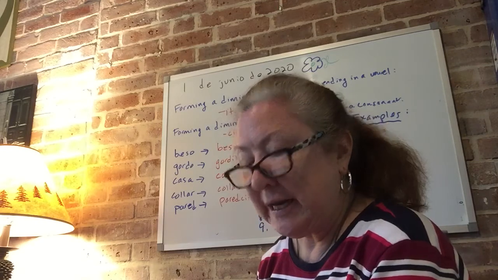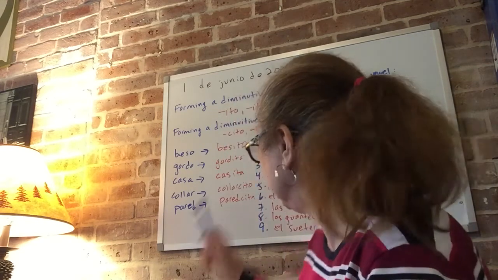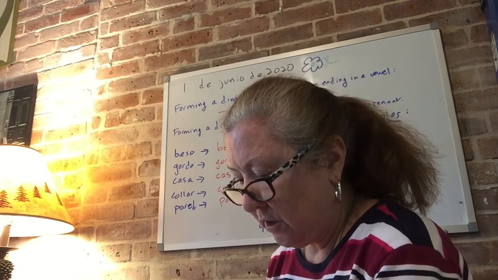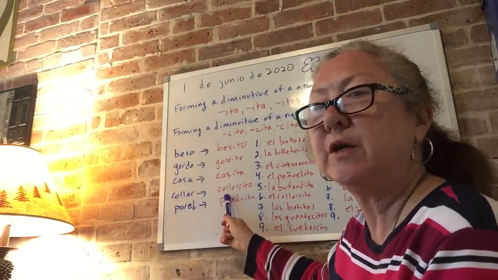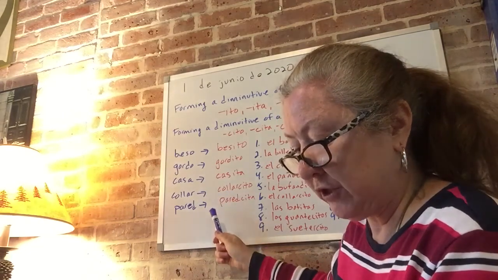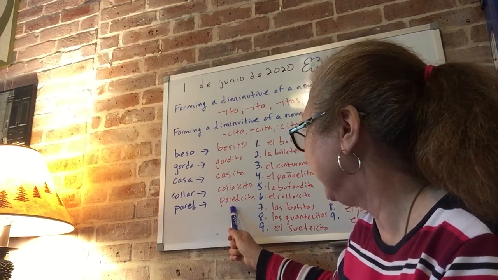With words ending in consonants, the common endings are cito and cita. Words like collar will be called collarcito. Pared, which is feminine, becomes paredcita.